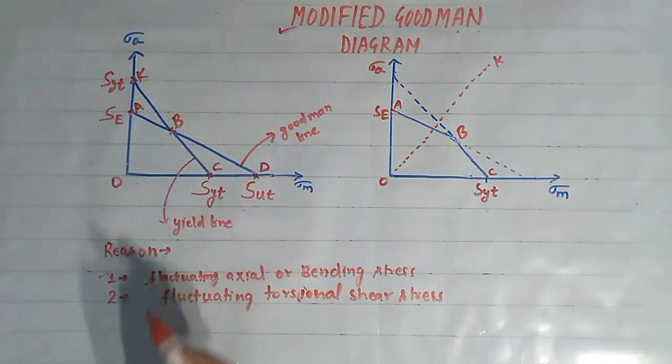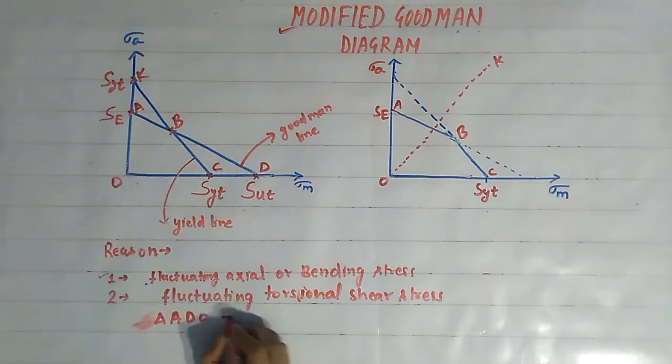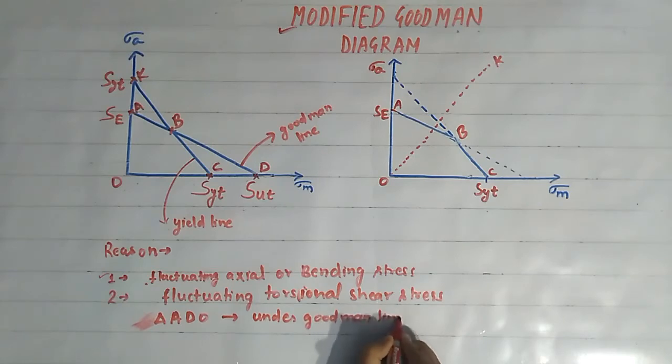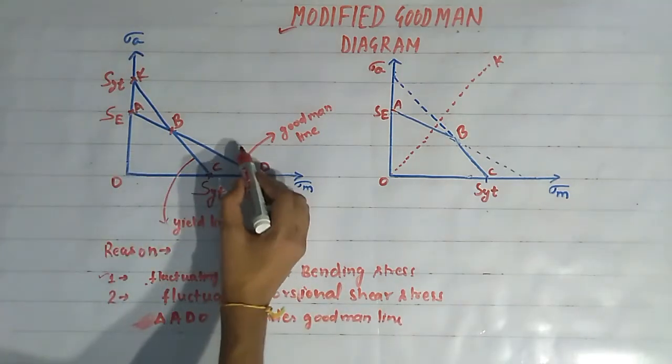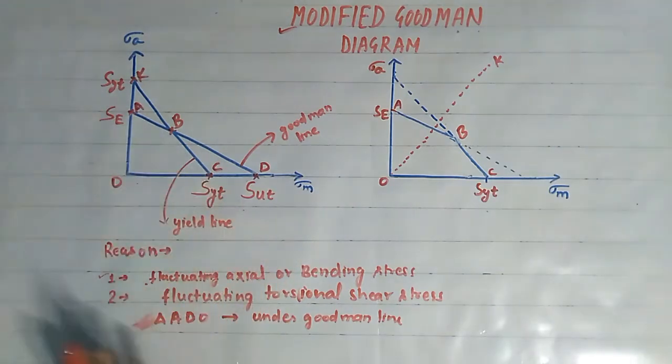The reason is why the triangle ADO area is safe for fatigue failure. Why? Because it's completely lying under Goodman line. That is, this area AOD is lying under Goodman line. That's why this area AOD is safe under fatigue failure.